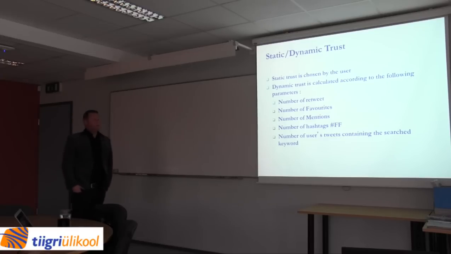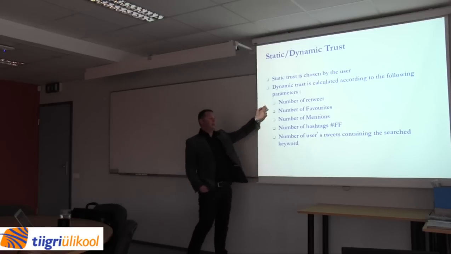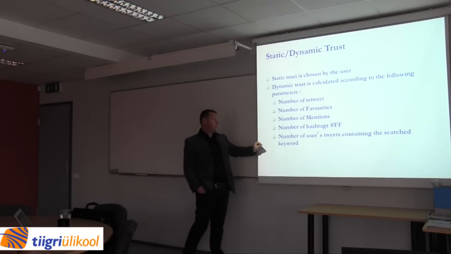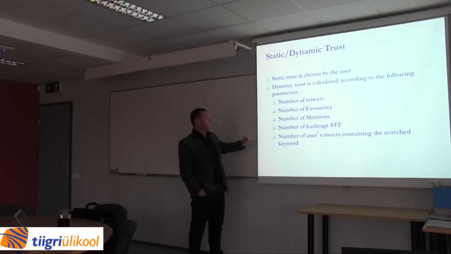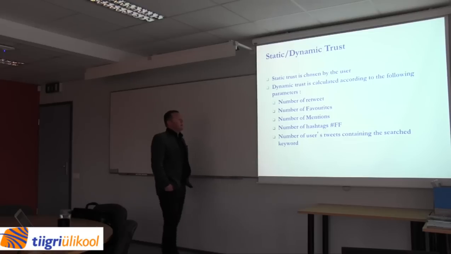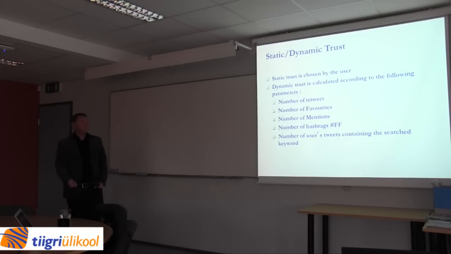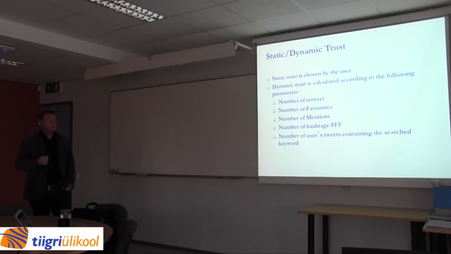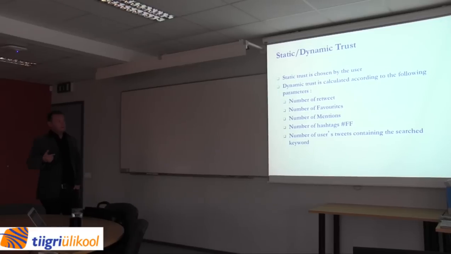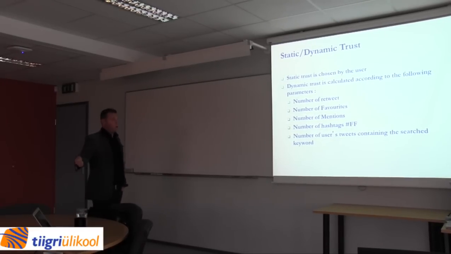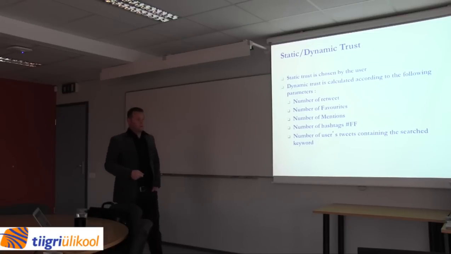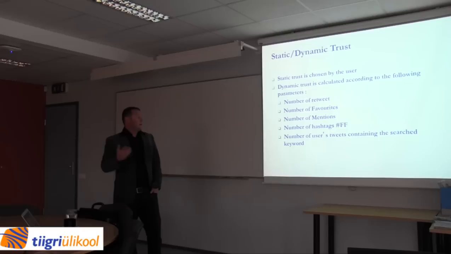So static trust is chosen by the user. The dynamic trust is calculated according to the following parameters. These are valid for Twitter, but some of them, not all, may work for Facebook, LinkedIn, and other platforms. So: number of retweets, number of favorites, number of mentions, a number of Follow Fridays. If you remember, Follow Friday is a specific Twitter thing. It doesn't really matter, but it's just a way, if you don't know, to signal to a follower the relevance of a specific person. But anyway, and of course, the number of user tweets containing the search keyword.